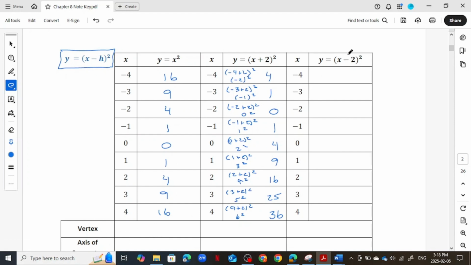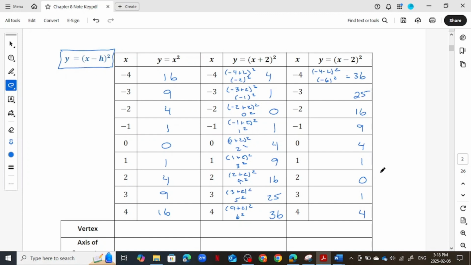So let's see what happens when I put a minus 2 in here. This time when I plug that in here, I get negative 4 minus 2 all squared. That's negative 6 squared. Oh, there's that 36. And if you think about these being perfect squares, maybe you're starting to see the pattern. Maybe you could go 25. Maybe you could go 16. Maybe you could go 9. Maybe you could go 4. Maybe you could go 1. Oh, there's that 0. And then I could go 1. And then I could go 4. Can you see what's happening?